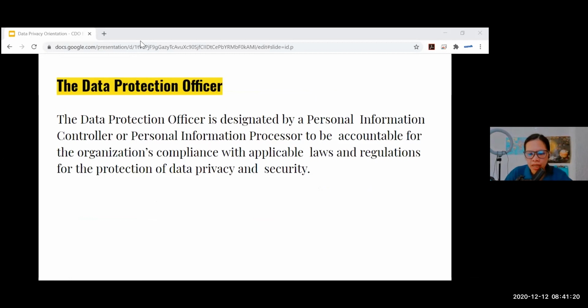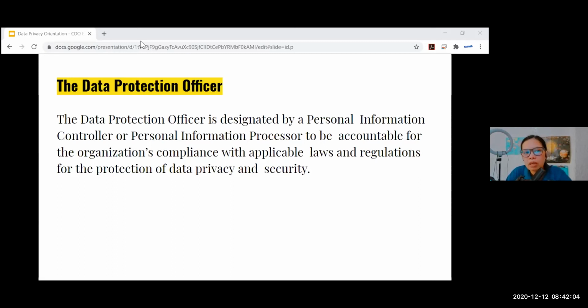Let's talk about the other actor. The other actor is the data protection officer. The reason we're highlighting this person is that this person is going to help the organization comply with Republic Act 10173. I want to be clear on this. When you are the head of agency, it doesn't mean that the data protection officer is going to do all of the things. It doesn't mean that the data protection officer is going to do the PIA. Remember, it says that the PIC will conduct the PIA.